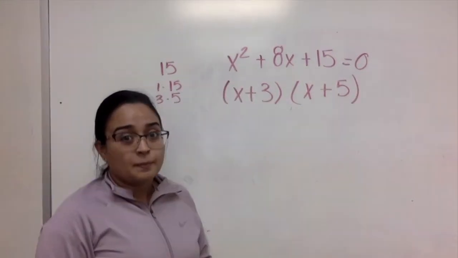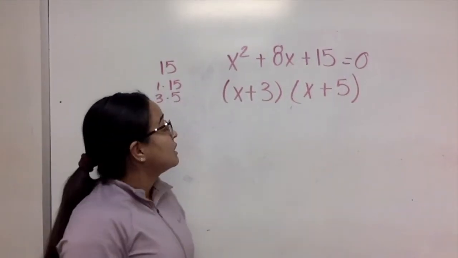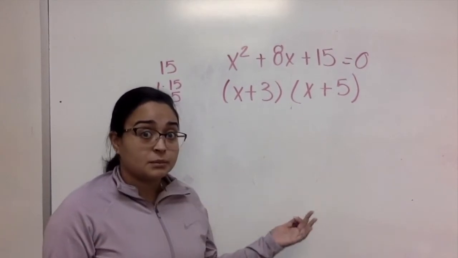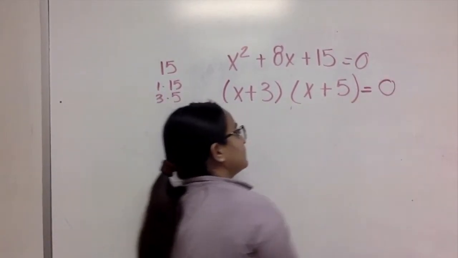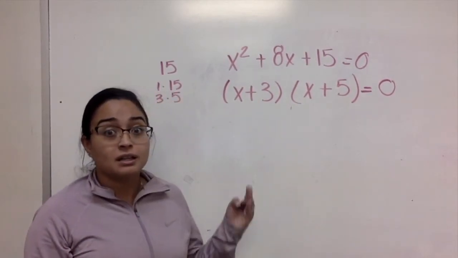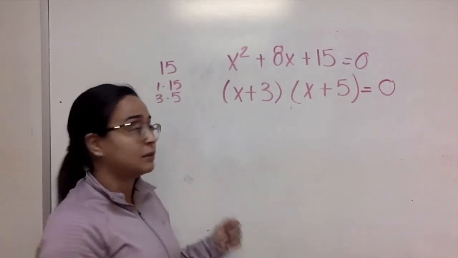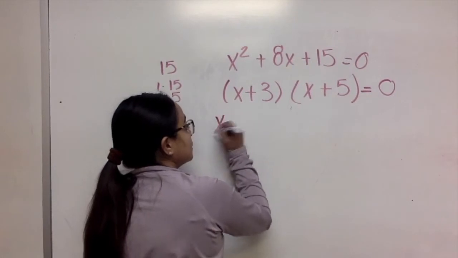Okay, now that we have this, it looks very similar to what we worked with yesterday. We're just forgetting our equal 0. So let's go ahead and write them out to use the zero product property.